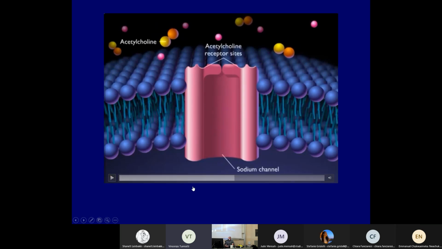Okay, so you have seen again how this type of receptor works, and so we can increase the content of sodium in this case by the opening of this type of channels.